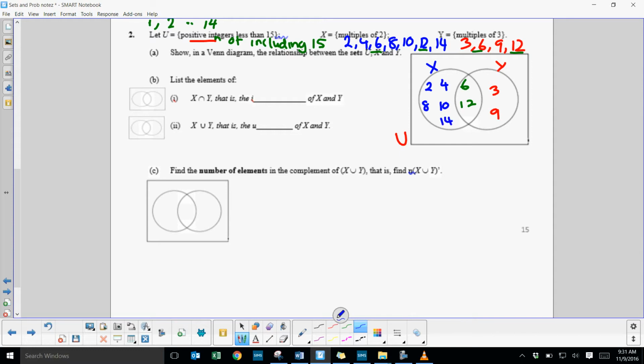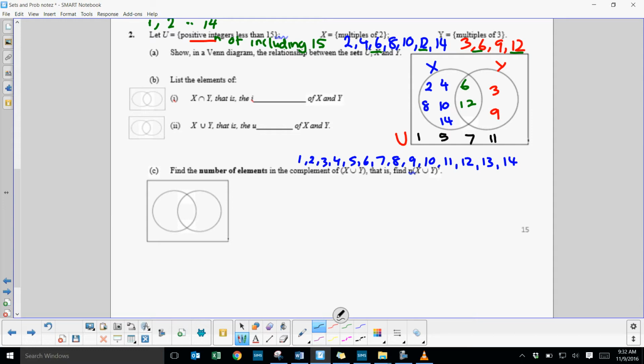The last thing, a lot of people forget to do the outside part. So remember, the universe has got all the positive integers less than 15. So if it helps, just write them all out. Like for example, positive integers 1, 2, 3, 4, 5, 6, 7, 8, 9, 10, 11, 12, 13, 14. Remember, not including 15. So from that list from the universe, what numbers haven't been included on the Venn diagram yet? They would be, for example, the number 1. So you just put them somewhere around the outside of the union. 1, 5, 7, 11, and 13.